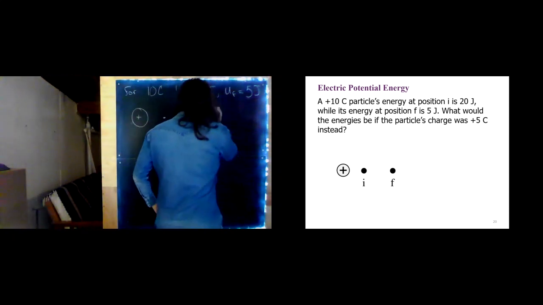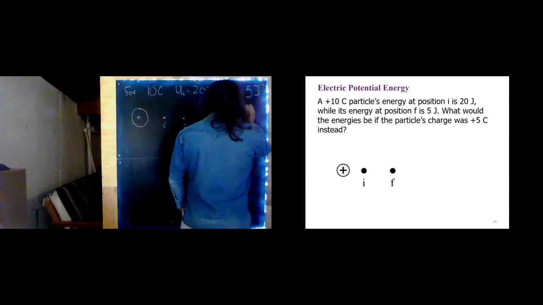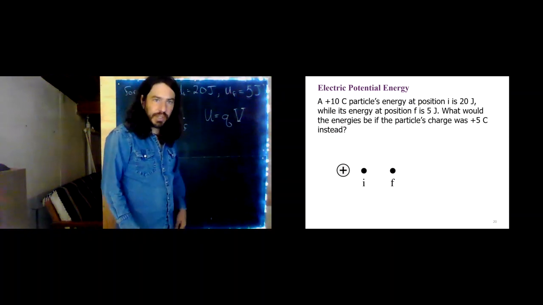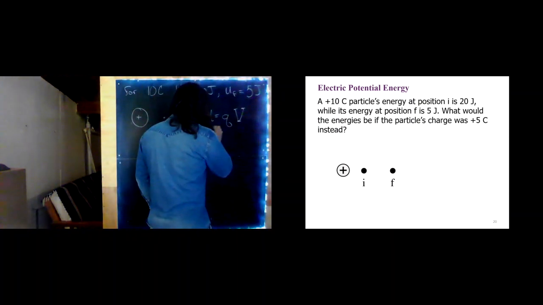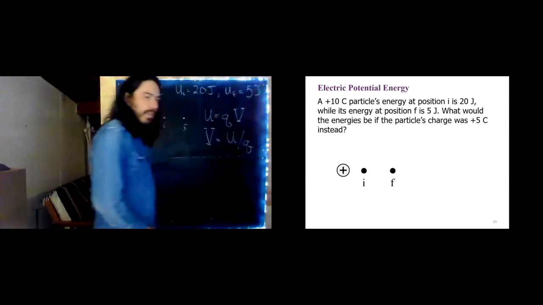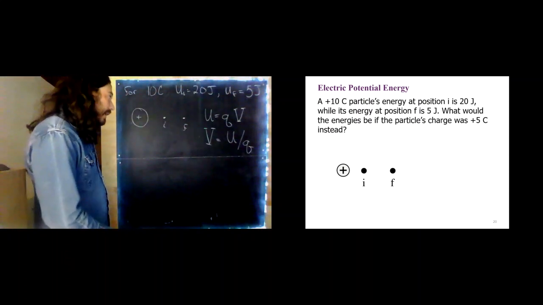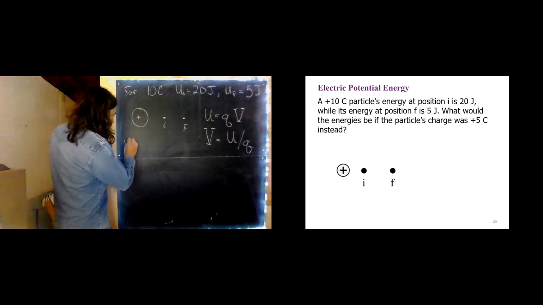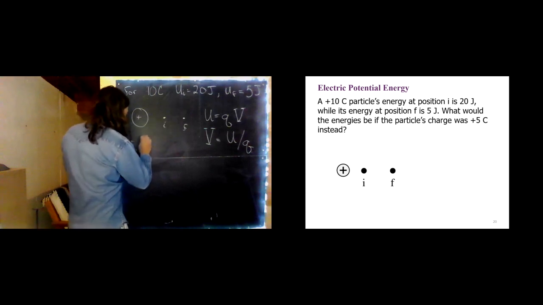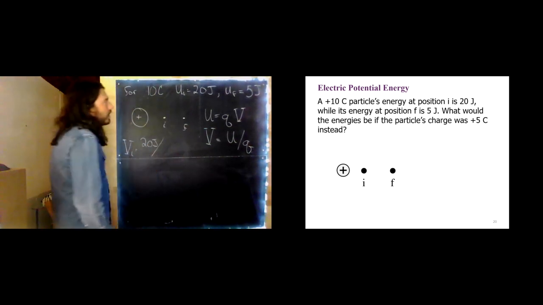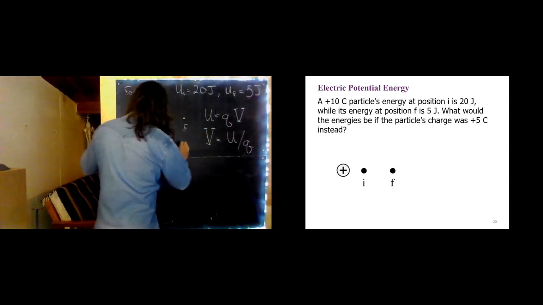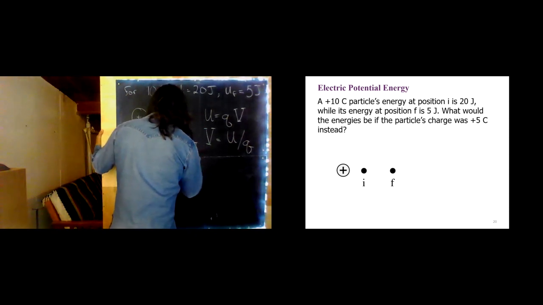So we had this equation that said that U equals Q times V. The potential energy is equal to the charge times the potential. That means then, of course, that the potential is equal to the potential energy divided by the charge. And so that means that the potential at point I is simply 20 joules divided by the charge, which is 10 coulombs. Two volts.